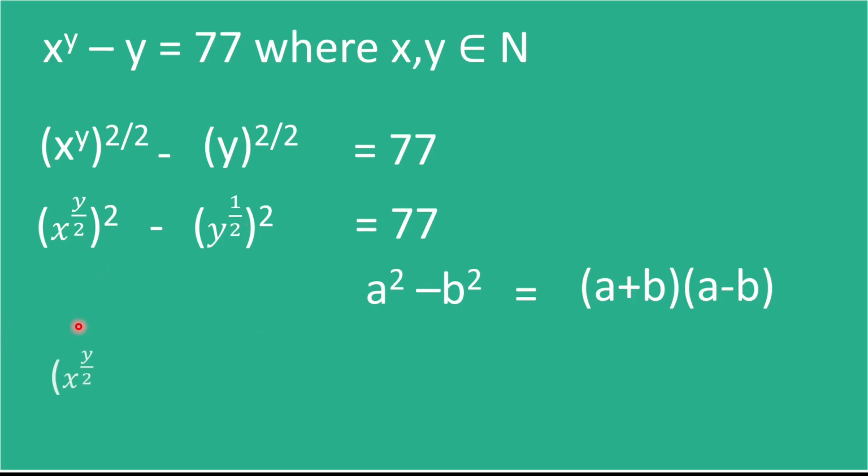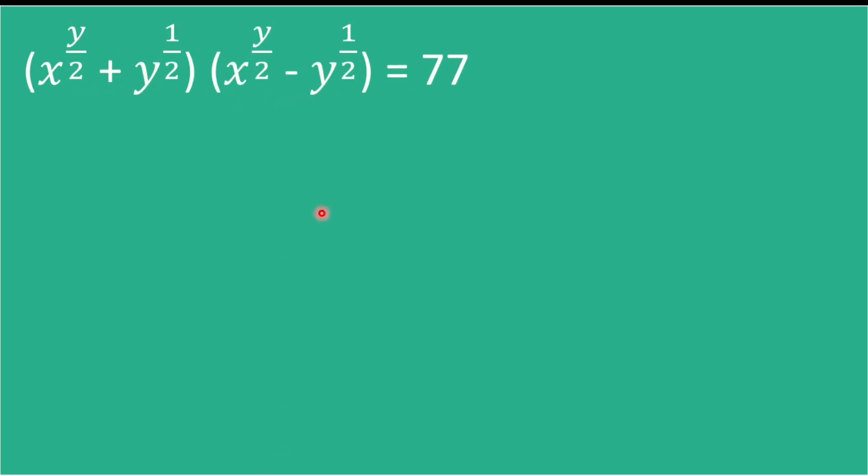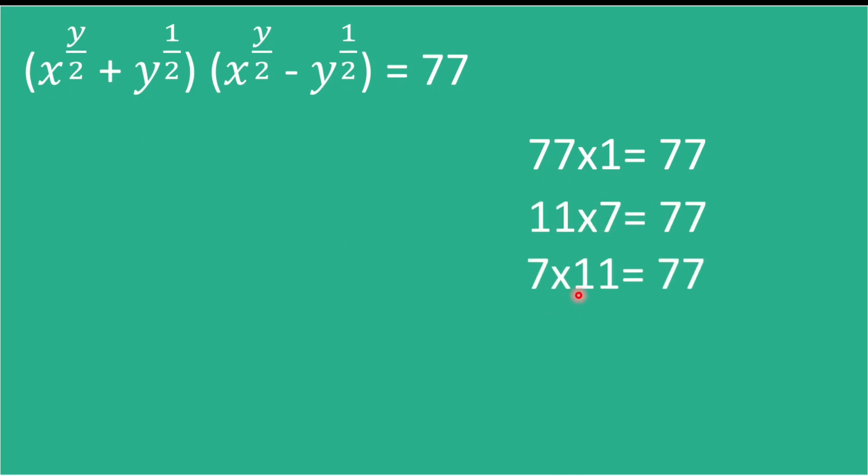We have a equal to x^y divided by 2, so a plus b, where b is equal to y^1 divided by 2, and into a minus b. And in the next step, we will factorize this 77. This 77 can be factorized as 77 times 1, 11 times 7, 7 times 11, or 1 times 77. So these all equal 77.